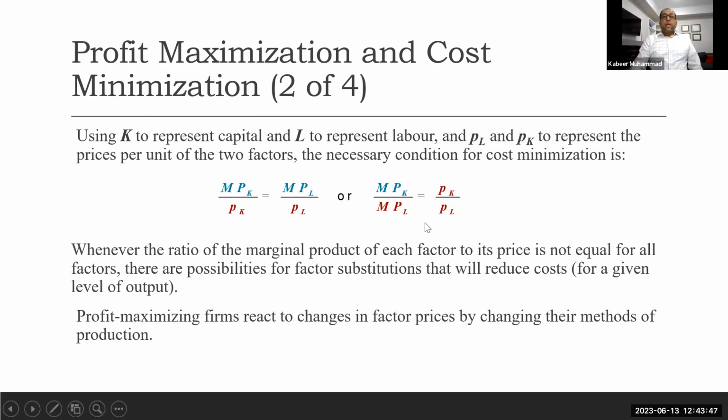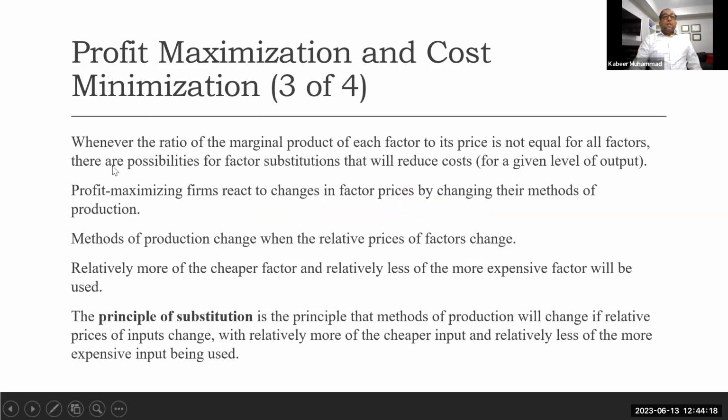Now we can rearrange this, and we can also figure out that MPK over MPL is equal to PK over PL. So PK over PL is the price ratio of these two factors of production. If the ratio of the marginal product of each factor to its price is not equal for all factors, then factor substitution is possible. We can substitute in order to get to a point where it is equal and the cost is minimum. Whenever the ratio is not equal for all factors, there is the possibility for factor substitutions that will reduce the cost.